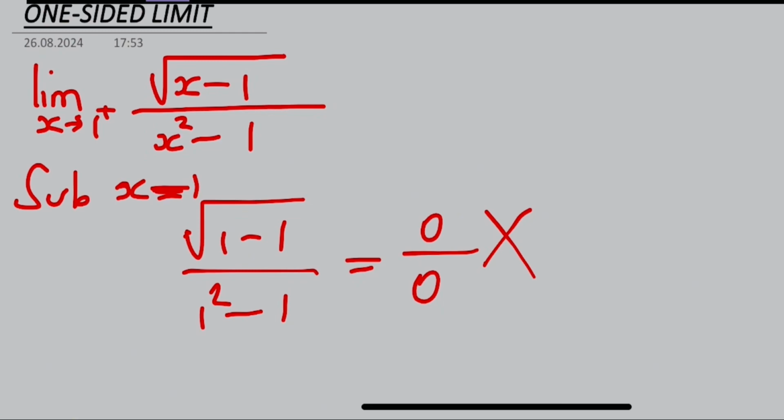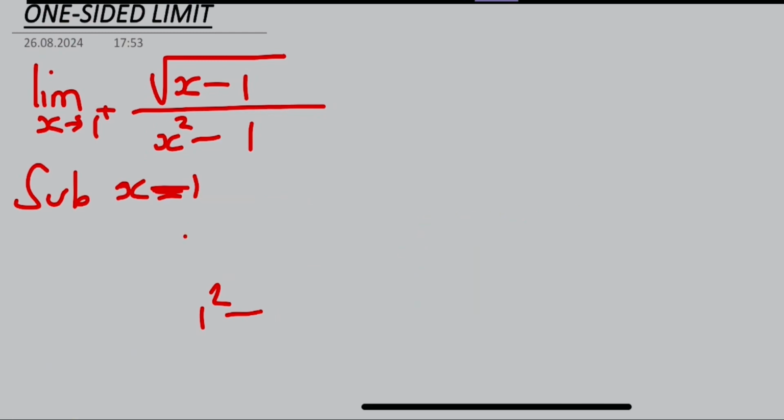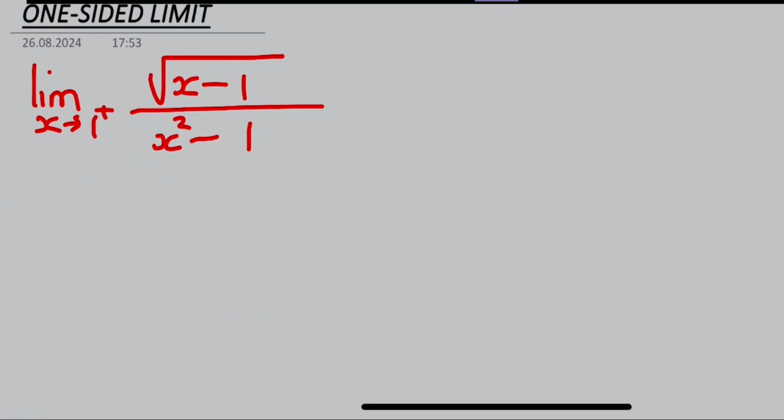You need to simplify the expression inside the limit. Now we need to resolve the indeterminate form. We need to simplify the expression. We need to break down the denominator here. Let's break down the denominator and see what's the answer.